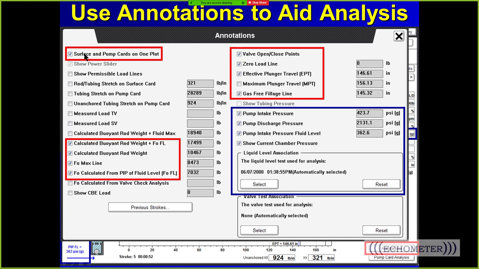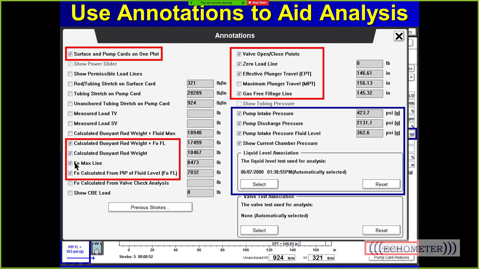So the one I usually check first is display the surface and pump card on one plot. Then I typically show the calculated weight of rods in fluid plus the fluid load from the fluid level shot. To me, this would be a theoretical calculation, and outside of the dynamometer data, the fluid level is measured externally. It's also a check. And then I'll show the weight of rods calculated in fluid based on what you have input into the software.